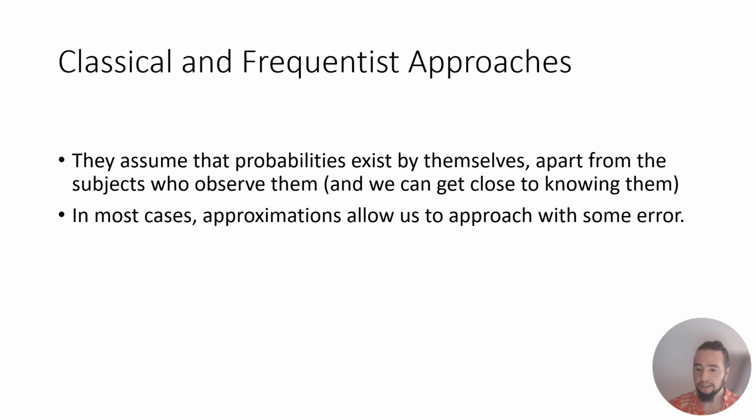Okay, so just this very quick recap. I want to stress one idea that is going to be important. That is that these two approaches assume that probabilities exist by themselves. They are essentially apart from the subjects that are observing them. In most cases, these approximations will allow us to approach the true probabilities with some error. Okay, so that's everything for now, and we will continue moving on.